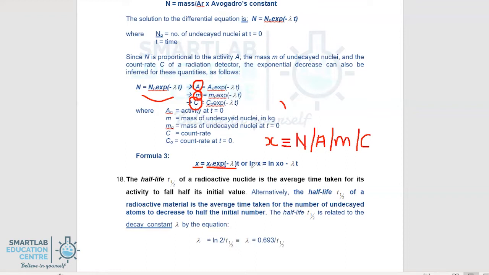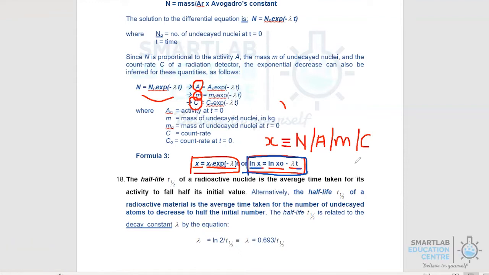And if you were to take ln on both sides, then ln X is equal to ln X naught minus lambda t. This formula is given in the data booklet. This is what you can derive from that formula. And this formula is useful if you want to plot a straight line graph, specifically plotting ln X versus t, where lambda is your gradient.